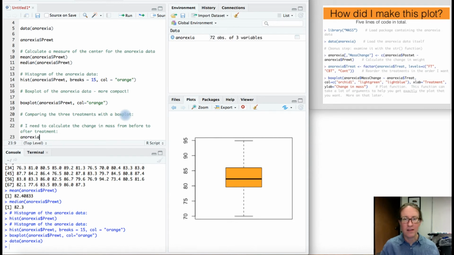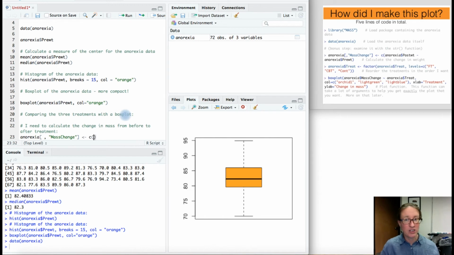what I'm going to do is add a column to the anorexia data frame. To do that, I'm going to use the square bracket indexing method, and I'm going to leave the row blank because I want this to be calculated across all of the rows. And I'm going to add a new column, and I'm going to call it mass change. Okay. And then I want to assign an equation to that column. So assign a calculation.